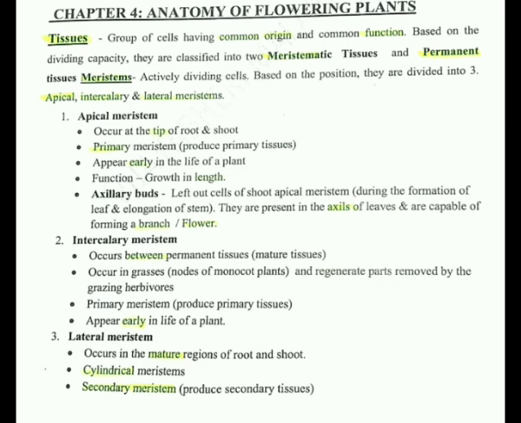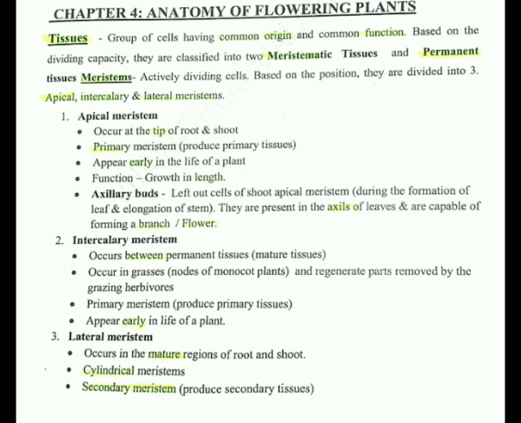Okay, these tissues can be classified into two. First one is meristematic tissues and second one is permanent tissues. First of all, we should understand what is meant by tissues. Tissues are a group of cells having common origin and common function, and these tissues can be classified into two. First one is meristematic tissues and second one is permanent tissues.